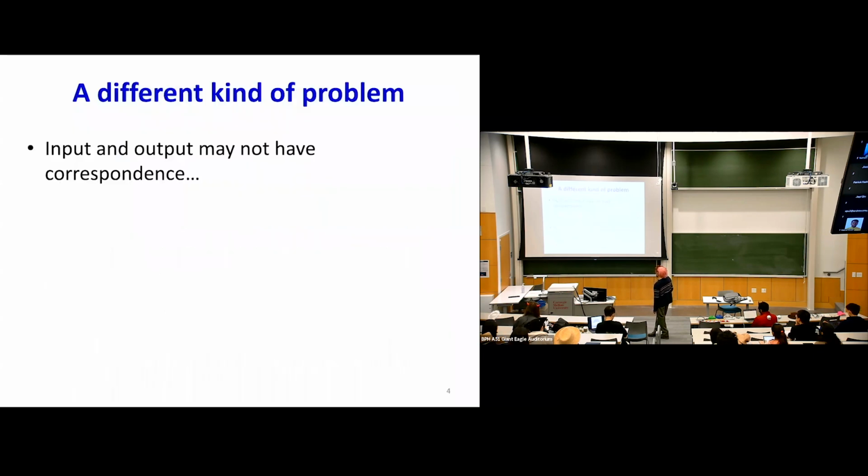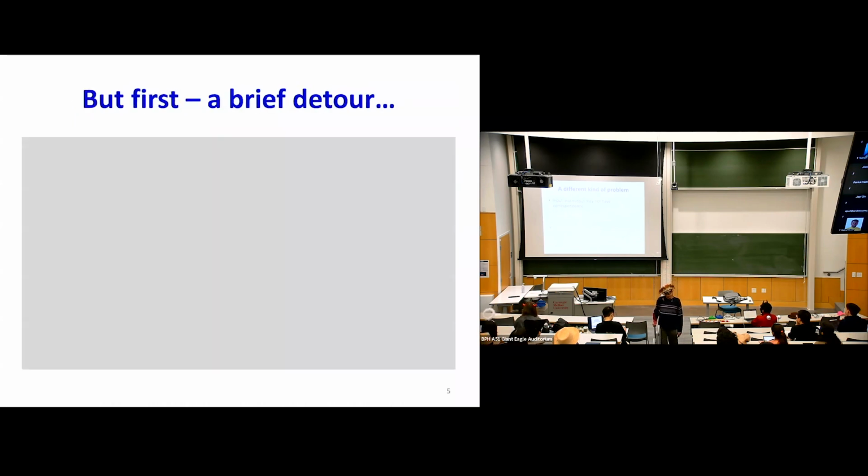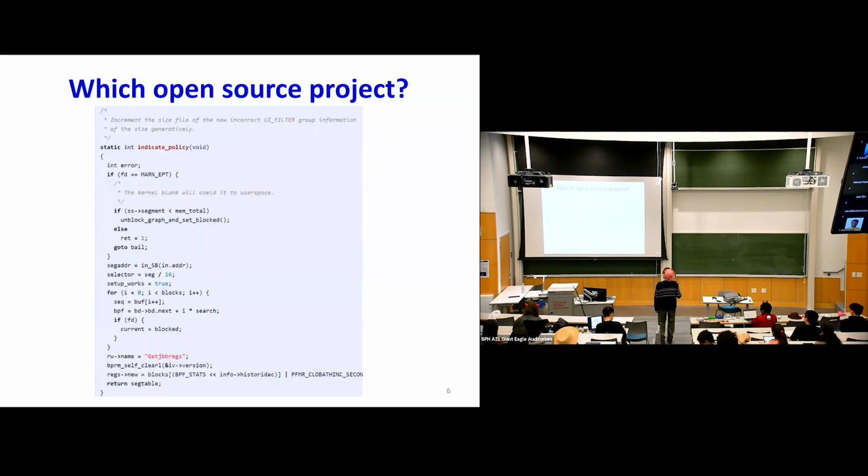And now there's a different kind of problem that we're going to be looking at today, where the input and output may not have any correspondence at all. But before that, we're going to have a brief detour into language modeling. Can anybody take a look at this code and take a guess as to which open source project this code came from? Anyone?